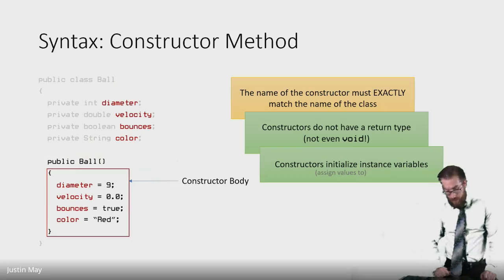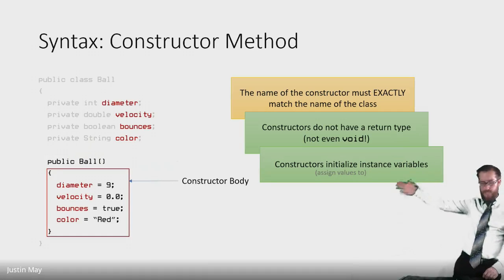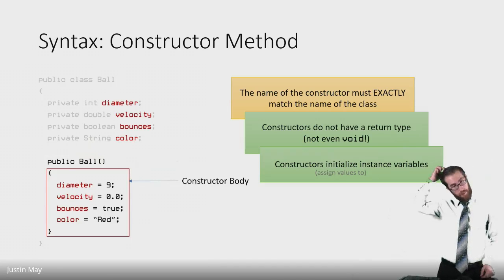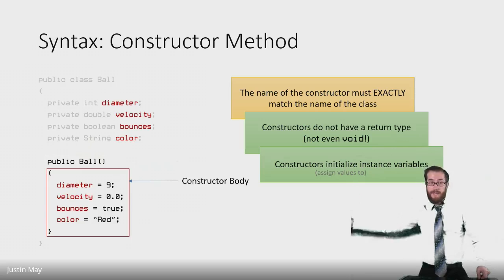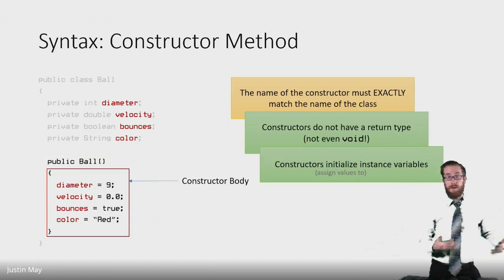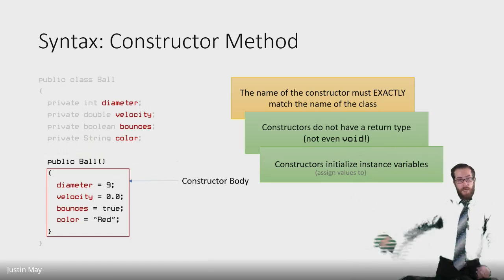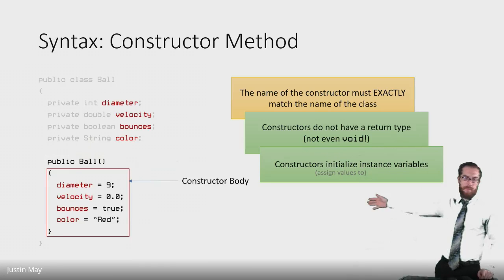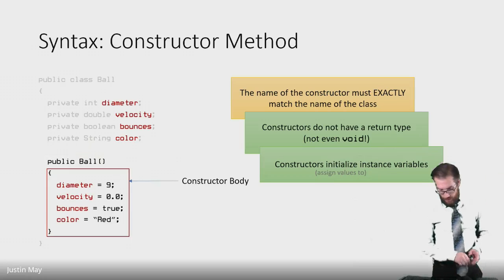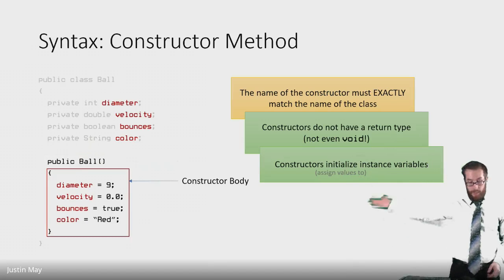And then the body of the constructor is real simple. In the body of the constructor, you just assign values to all of the instance variables. For every instance variable, assign it a value, and pick whatever value you think is good for a default value for that type of object. So in this case, when I make a new ball, it's going to be a 9-inch diameter, have a velocity of 0, so it's not moving. It does bounce, and it's a red color. So that's a default ball when you create it using this code.